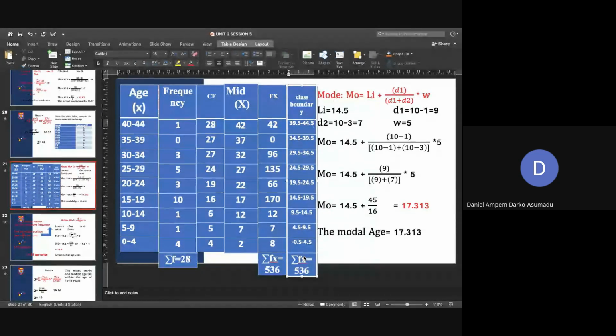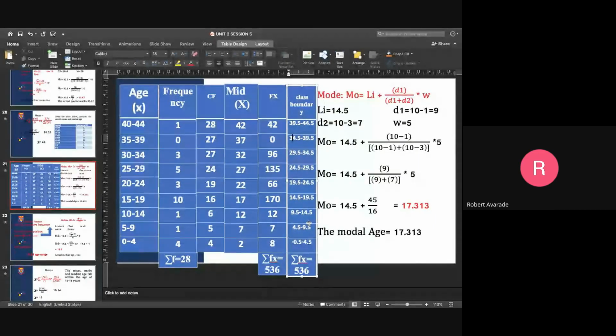Are you with me? This is class boundaries. Yes, sir. And this is how we plan it. Any question? Now, the one on the left is the lower class boundary. The one on the right is the upper class boundary. The ones on the left are the lowest in each class, and the ones on the right are the upper class boundary for each class. Do you understand?